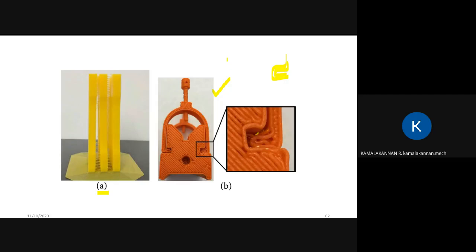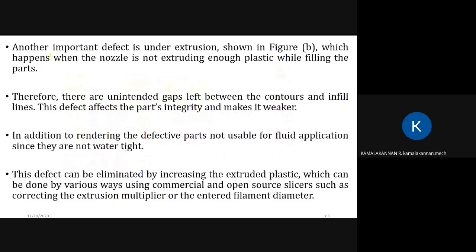How can this be avoided? Let us see. This type of problem is called under extrusion, as I showed you, which happens when the nozzle is not extruding enough plastic while filling the parts. So one thing is, when it is extruded more, it creates a problem. The other thing is, when the extruder is not extruding properly, it also creates under extrusion. That is why it creates some problems.